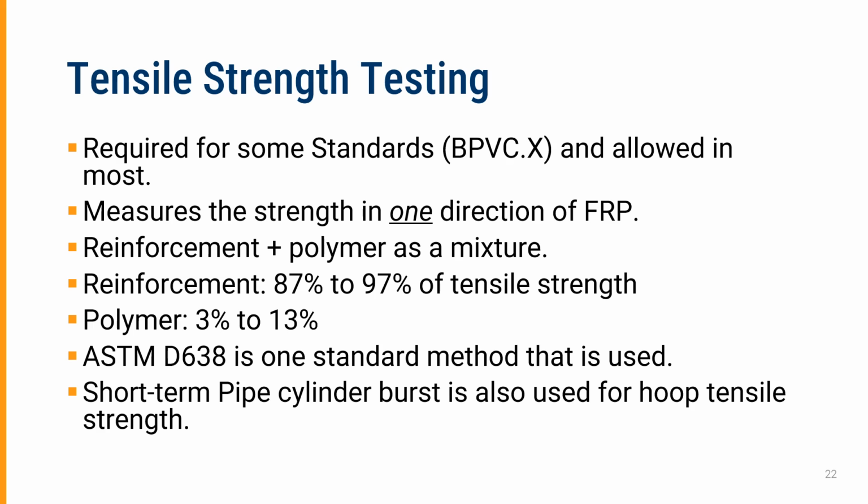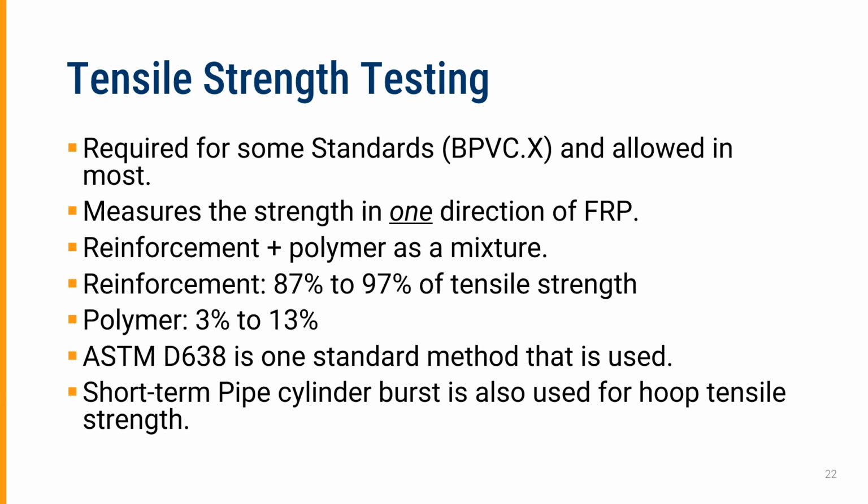That's important. The reinforcement and the polymer behave as a mixture. The reinforcement provides 87% to 97% of the tensile strength. The polymer then normally provides 3% to 13% of the tensile strength. So the polymer really doesn't provide a significant amount of the strength that's used in design.